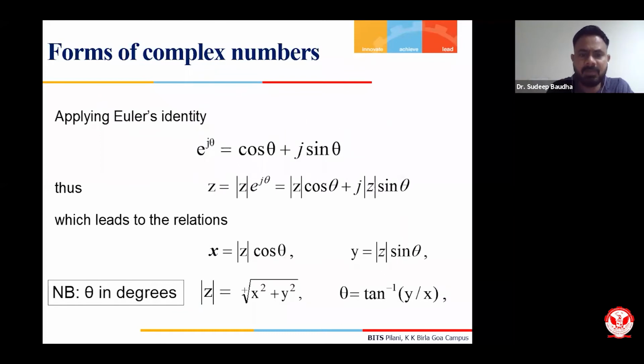So how have we done it? We have used Euler's identity, where e to the power j theta is equivalent to cos theta plus j sin theta. If I write Z equals mod of Z times e to the power j theta, then it is nothing but the same value we wrote in the previous slide. The relationship we have developed comes from here, where x equals mod of Z cos theta and y equals mod of Z sin theta.